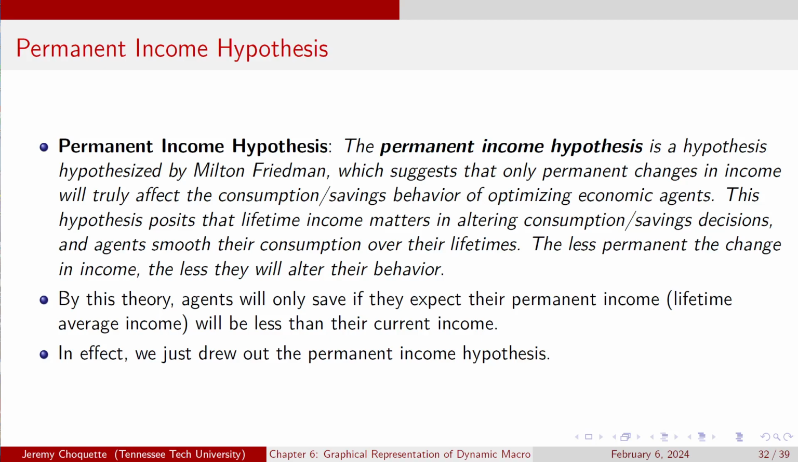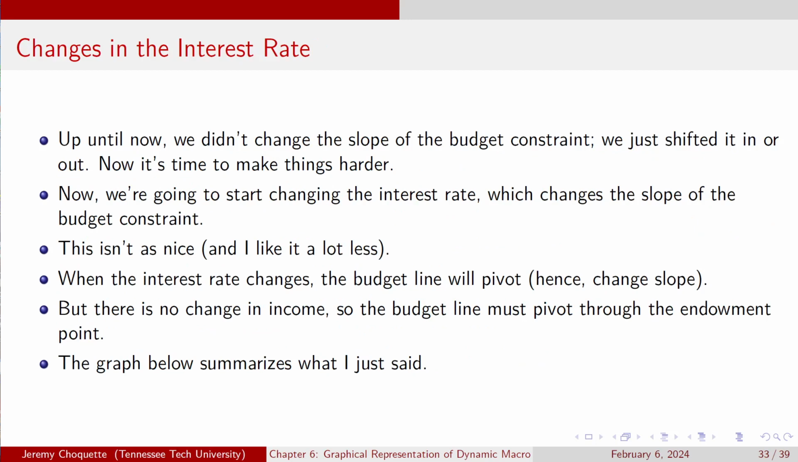But let's say you get like a $100,000 bonus. That's huge. But you're not going to get it the following year or the year after that or the year after that. Your consumption will change a little bit, but not that much. Now let's assume you get an extra $100,000 a year every year. Your consumption is going to change a lot more. That is the main point of the permanent income hypothesis. So agents will only save if they expect their permanent income will be less than their current income. So really what we did is we just drew out the permanent income hypothesis. Kind of cool stuff, isn't it?